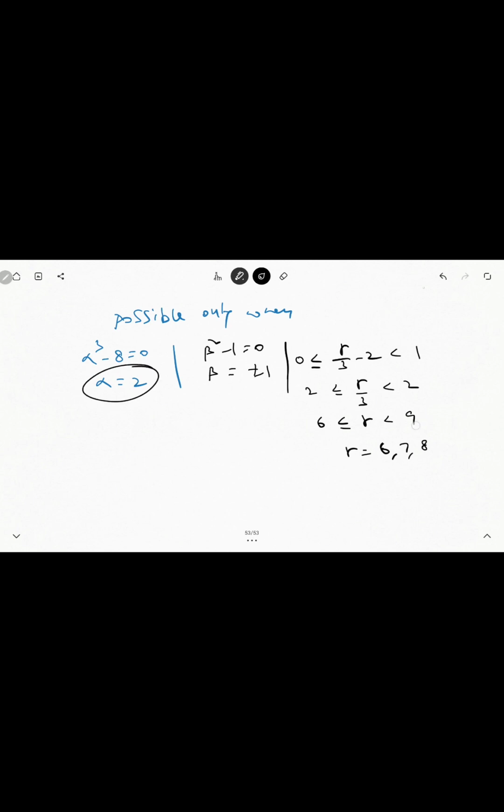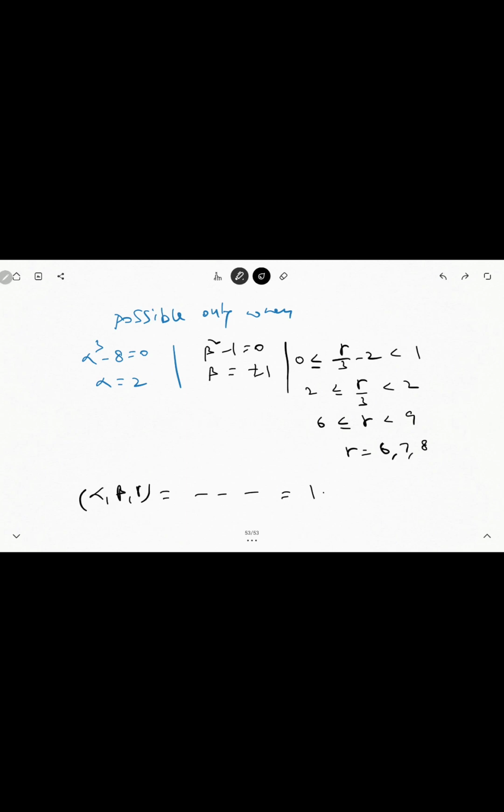Understood? Alpha is only 1 value. Beta is 2 values. And gamma has 3 values: gamma 1, gamma 2, gamma 3. Like that. So for alpha, beta, gamma, you should fill up the boxes, the blanks. 3 blanks are there. In how many ways can you fill up alpha? Only one way.